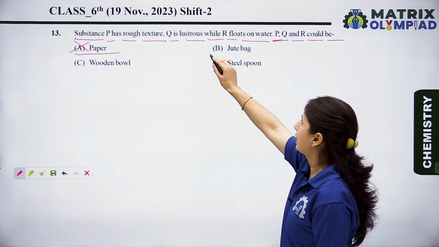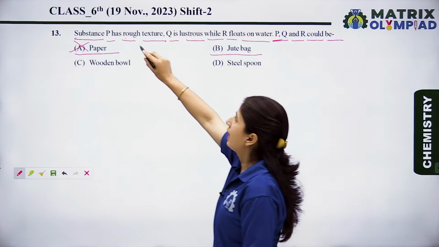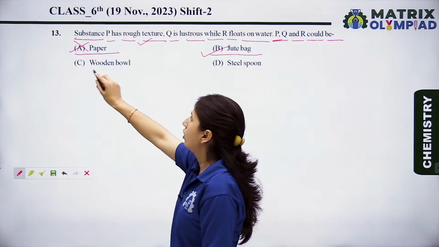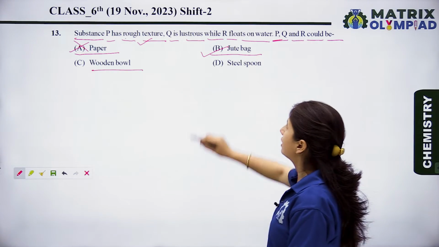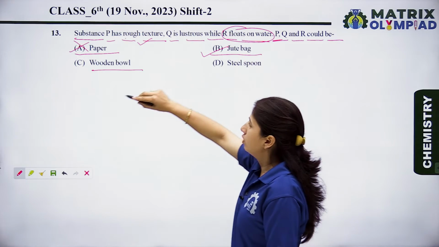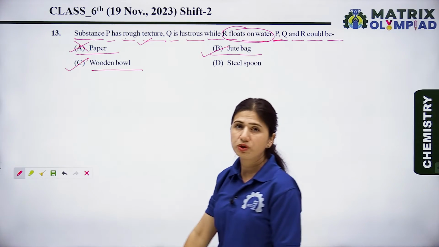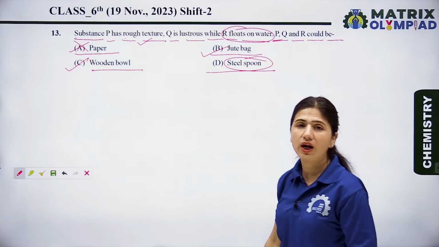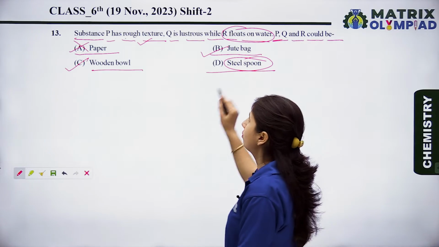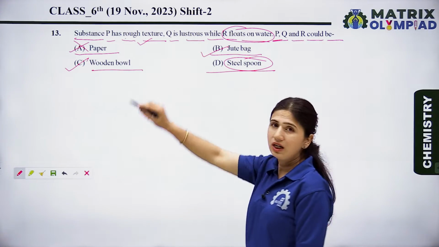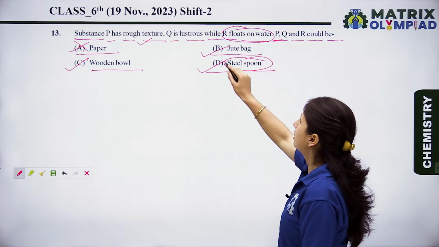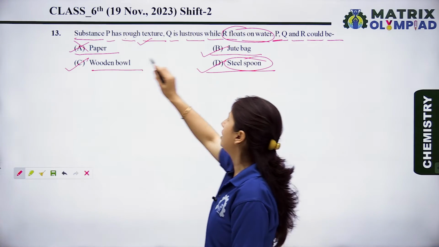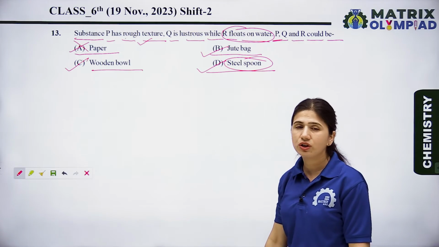Now let's see the second, jute bags. Jute bag has rough texture. So this is a right option. Next is wooden ball. Wooden ball floats on the water. So this is also a right option. Now let's see D, steel spoon. We know that steel spoons are made of metals, and metals have the property known as lustrous. So the steel spoons are lustrous in nature. So options B, C and D are the right options for this question.